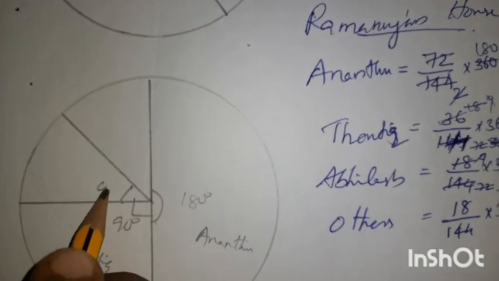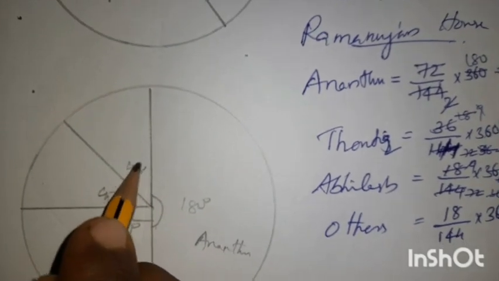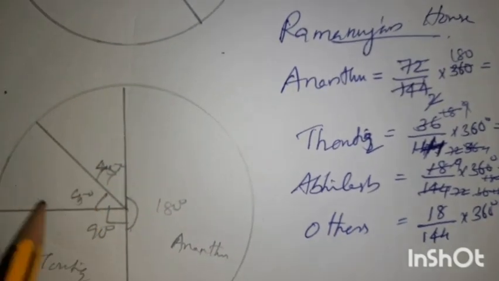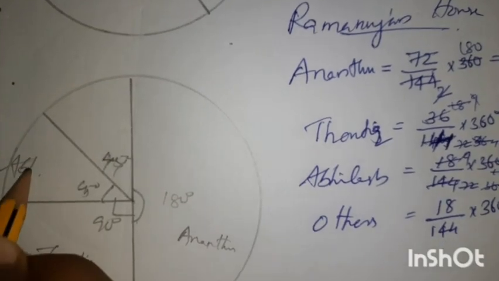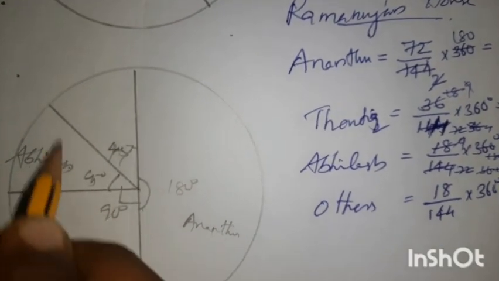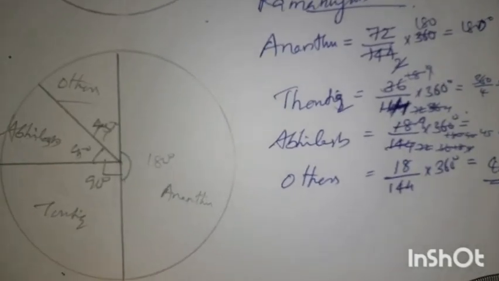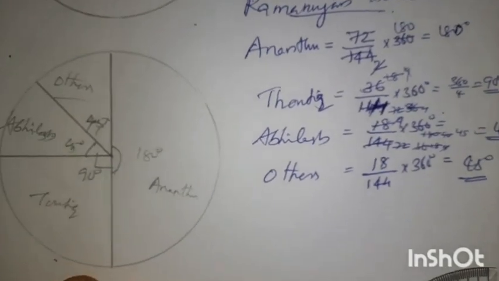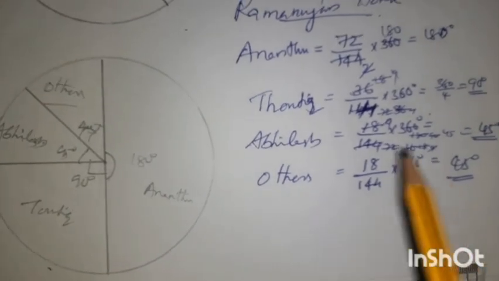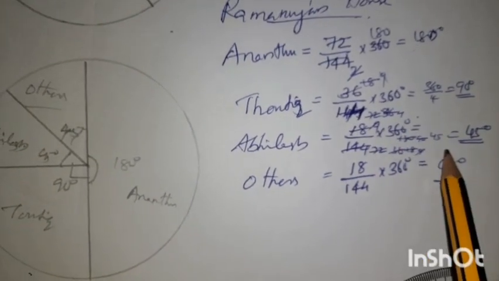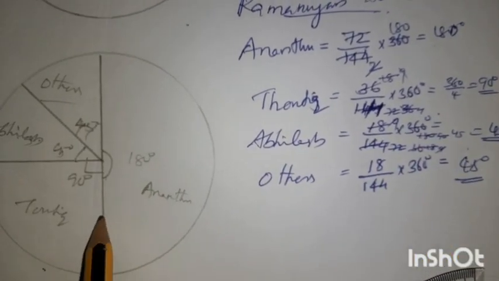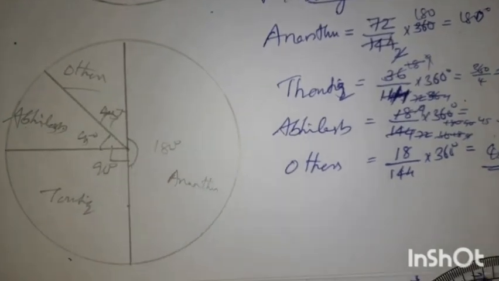So each is 45. This is for Abhilash and this is others. So all the scores should be marked in a pie chart. The score is converted to degrees, and those degrees you mark on the pie chart.